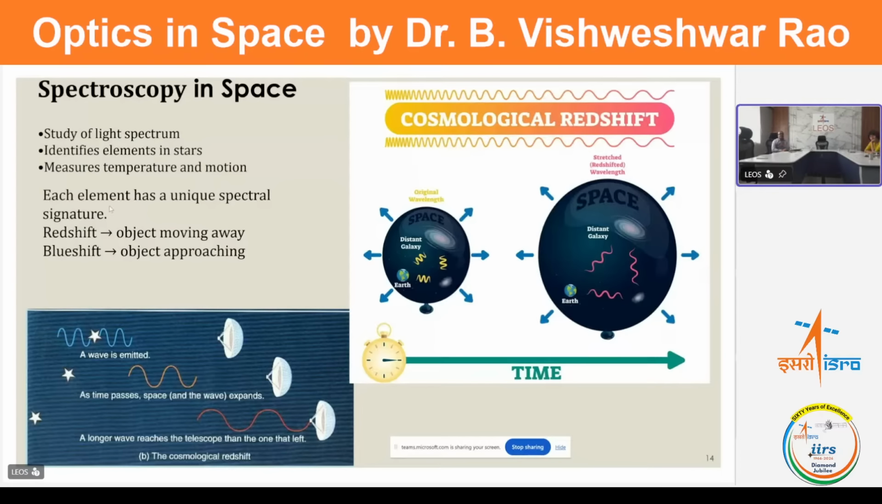If the objects' elements have a unique spectral signature that is redshifted, it means the objects are moving away from the observer, and if they are blueshifted, then the objects are coming very close to the telescopes. With this, we can find out the velocities of each of the stars or celestial bodies.